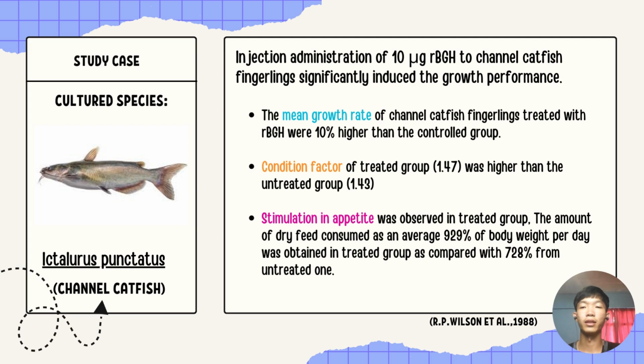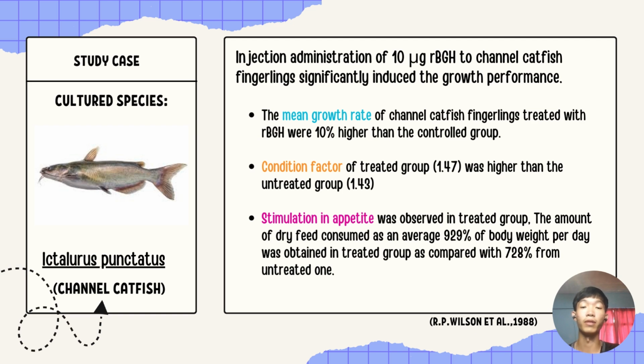For the last study case, the cultured species was Ictalurus punctatus, which is channel catfish. Injection administration of 10 microgram recombinant bovine growth hormone to channel catfish fingerlings significantly induced the growth performance. The mean growth rate of channel catfish fingerlings treated with recombinant bovine growth hormone was 10% higher than the control group. Then, the condition factor of the treated group was higher than the untreated group. And a stimulation in appetite was observed in the treated group.